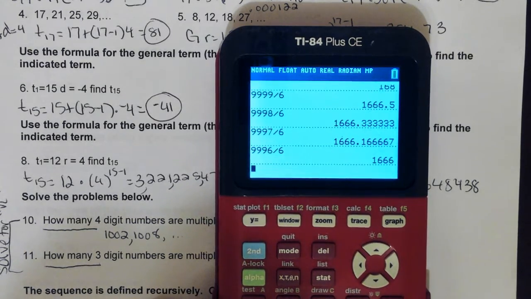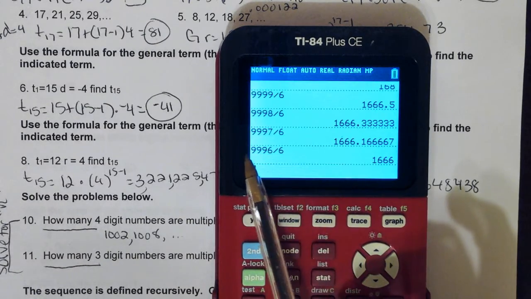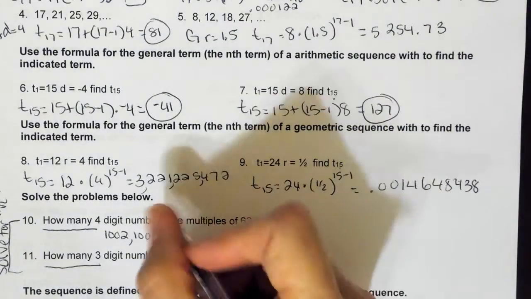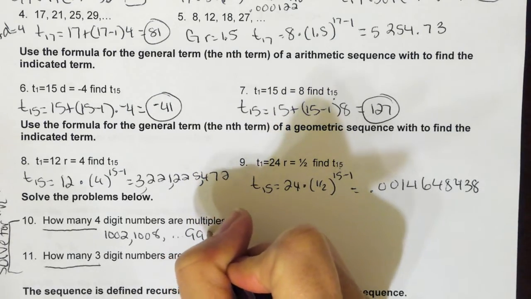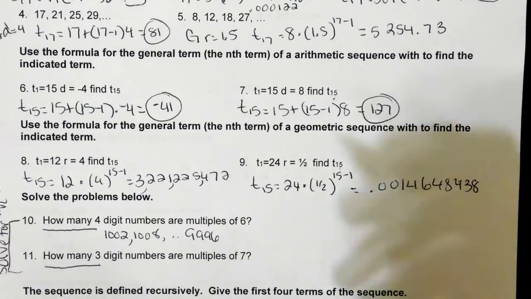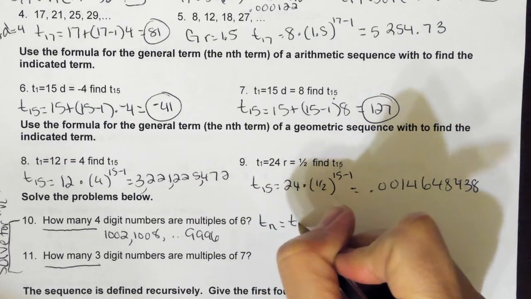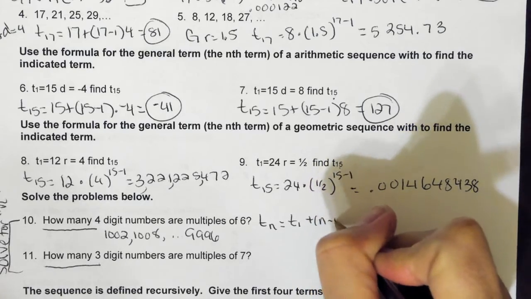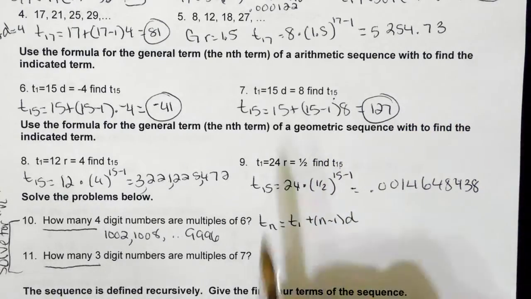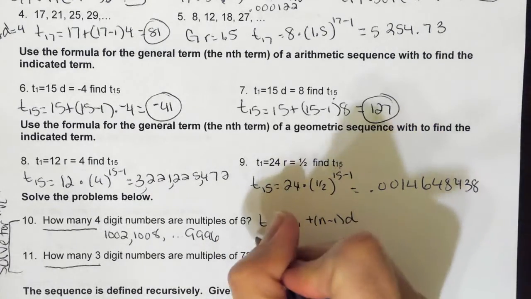9,996 divided by 6. And there it is. So my last 4-digit number I can divide by 6 is 9,996. Okay, again, we're solving for n, and we're using this equation right here. Tn equals T1 plus n minus 1 times d. Tn represents your last term when you're solving a problem like this.